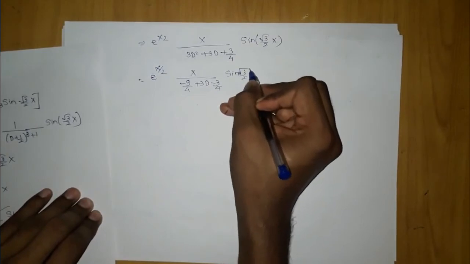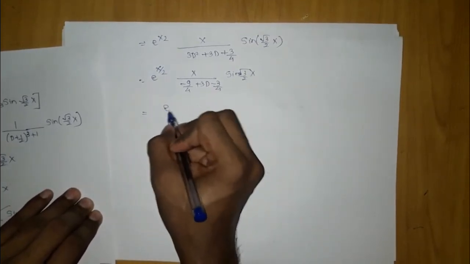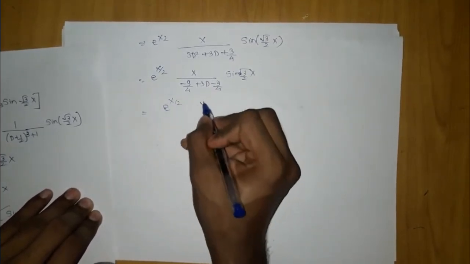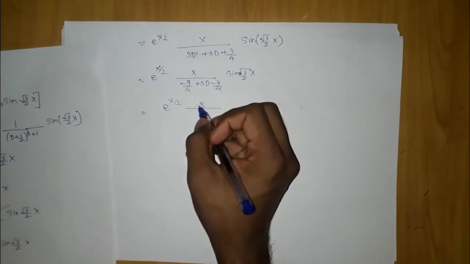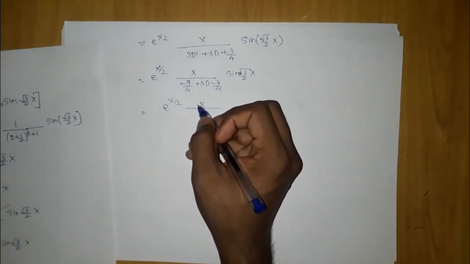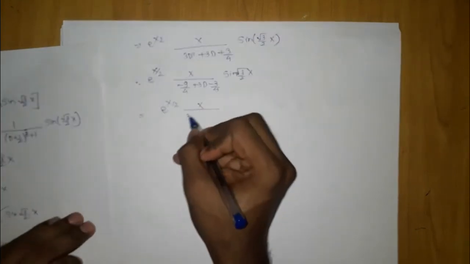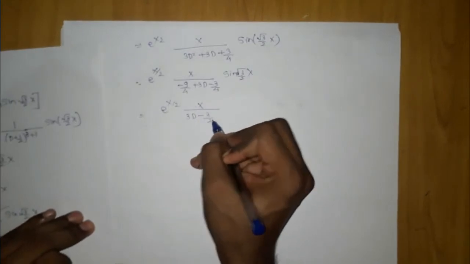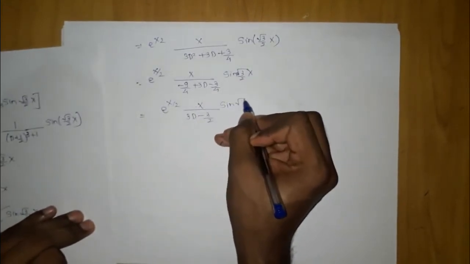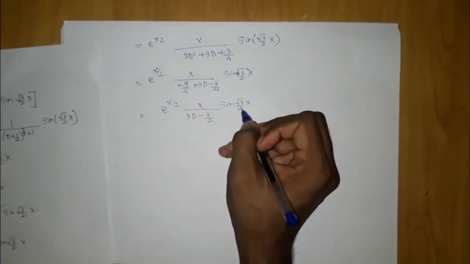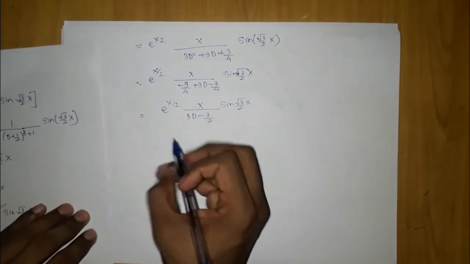So if we simplify it, e to the power x by 2, if we simplify this, what we are going to get is something like 3D minus 3 by 2, into sin root 3 by 2 x.